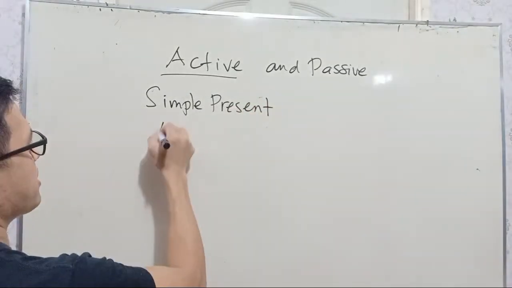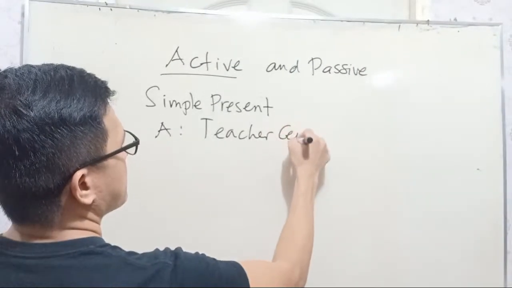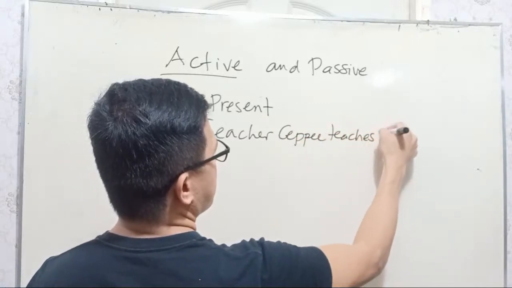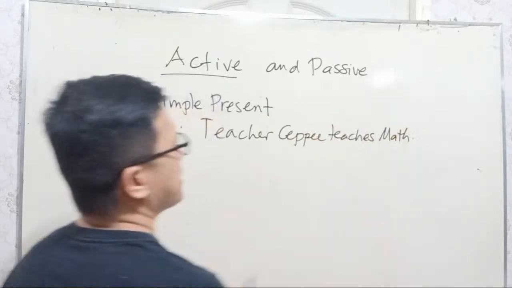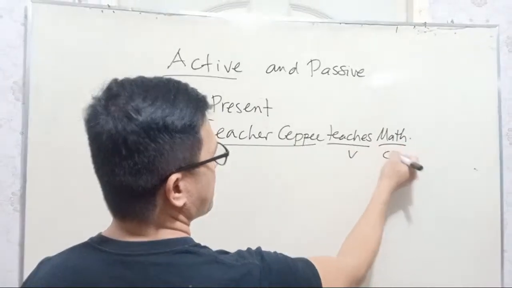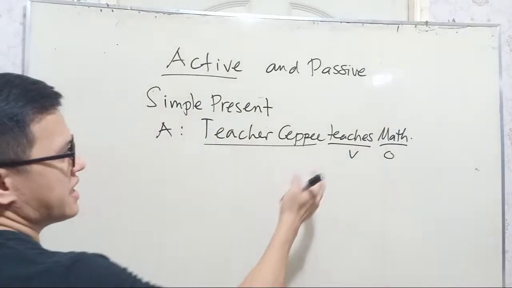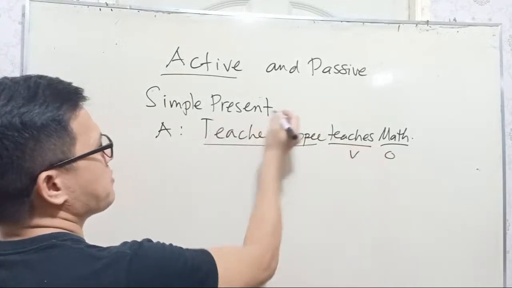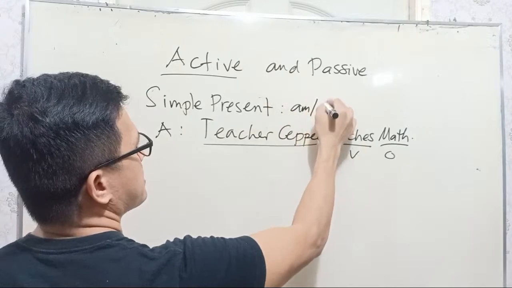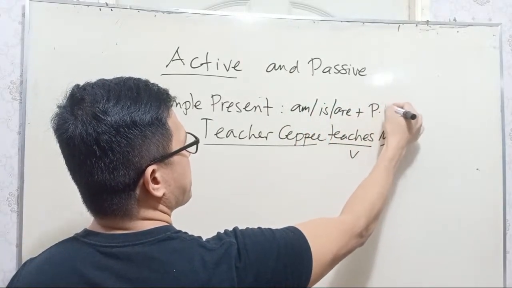Okay, simple present. Sa simple present, we have the active sentence here like, Teacher Seppi teaches math. Okay, so there you go. Our subject is Teacher Seppi. This is our verb and this is our object. Okay? Now, in simple present, we just use is, are, plus past participle of the verb.